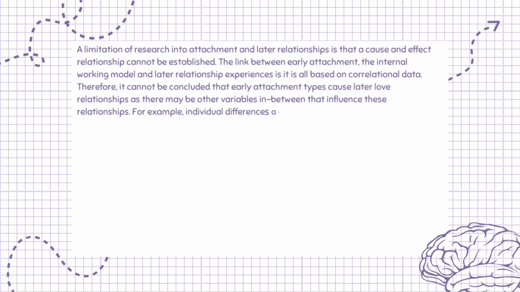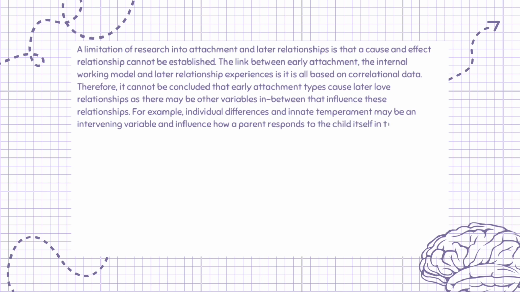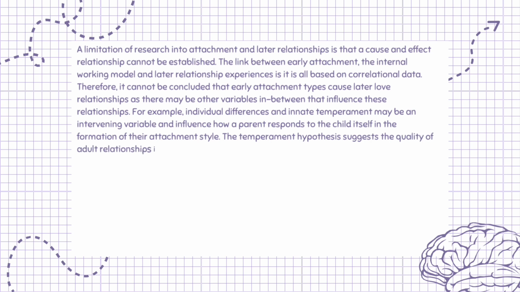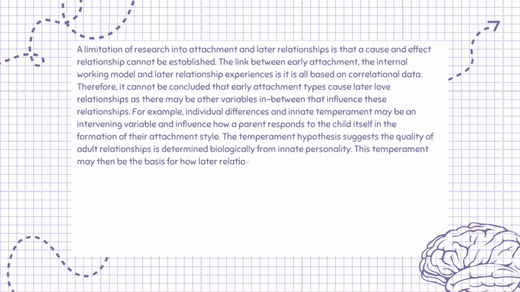For example, individual differences and innate temperament may be an intervening variable and influence how a parent responds to the child itself in the formation of their attachment style. The temperament hypothesis suggests the quality of adult relationships is determined biologically from innate personality. This temperament may then be the basis for how later relationships are conducted.